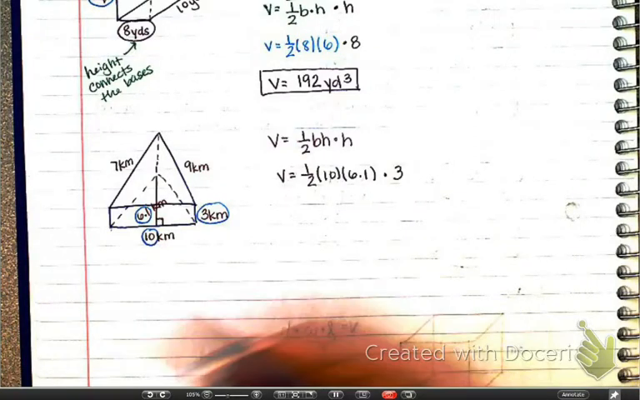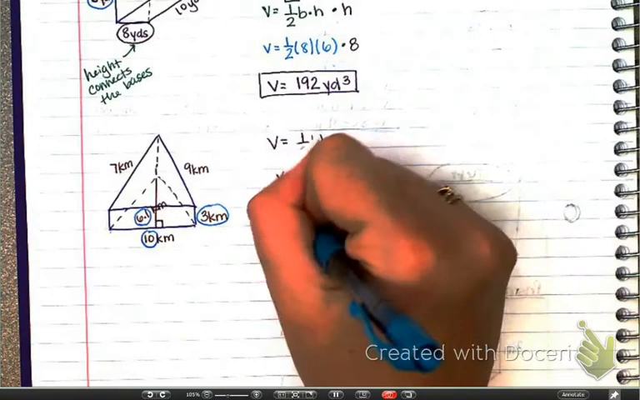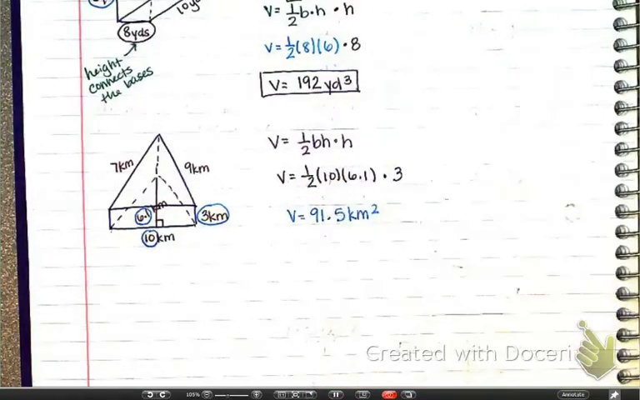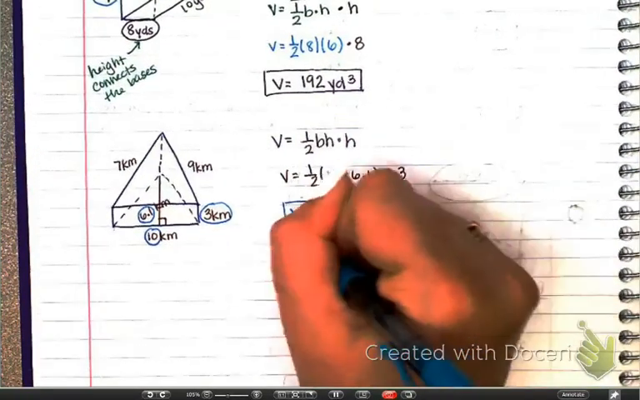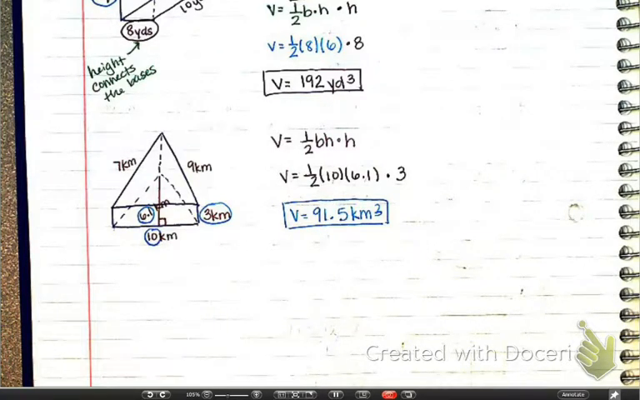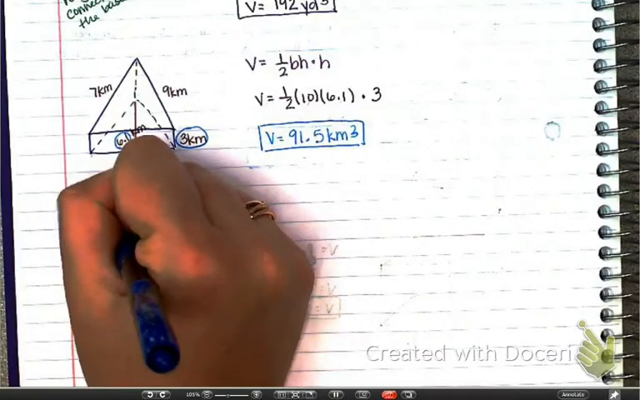What'd we get? You should have gotten 91.5 kilometers cubed. Again, we're going to spend some time doing this because if we can get this lesson down, the ones to follow are going to be a whole lot easier. So let's do a little bit of a recap. I want you to write these things down because they're going to be important.